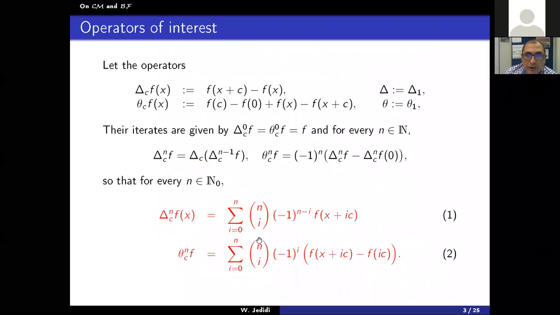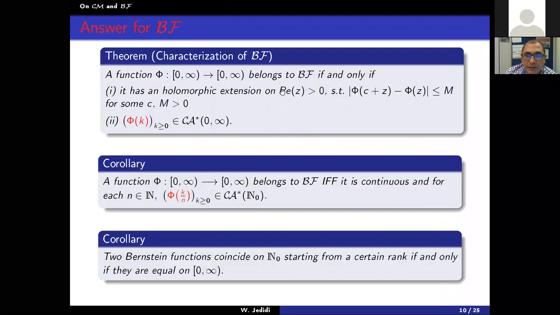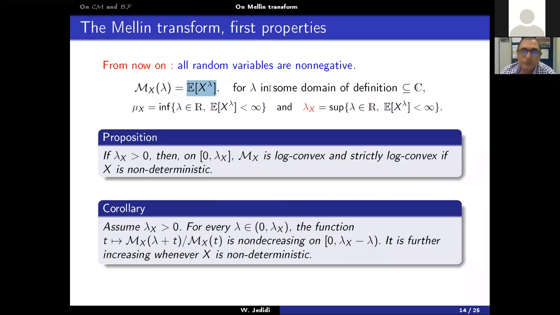So the Mellin transform of a random variable x is very important because it's related to the so-called Hausdorff moment problem. That means that there are distributions that are entirely determined by their integer moments, when lambda is an integer. If you have all the moments with lambda an integer, then you can sometimes recover the distribution and sometimes not. And we are talking about a problem of determinacy.